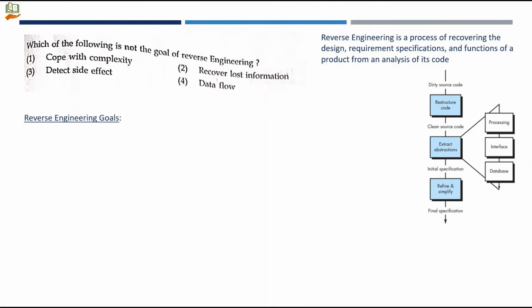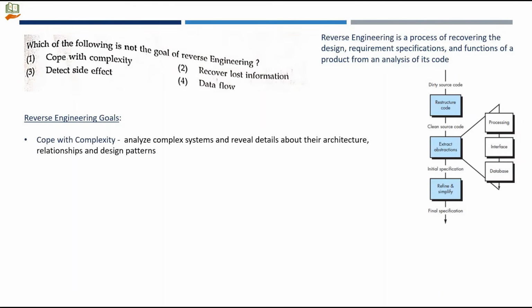What are the goals of reverse engineering? Cope with complexity. You have to analyze complex systems and reveal details about their architecture, relationships and design patterns. The next goal is recover lost information: rebuilding source code, analyzing data structures and retrieving design details.